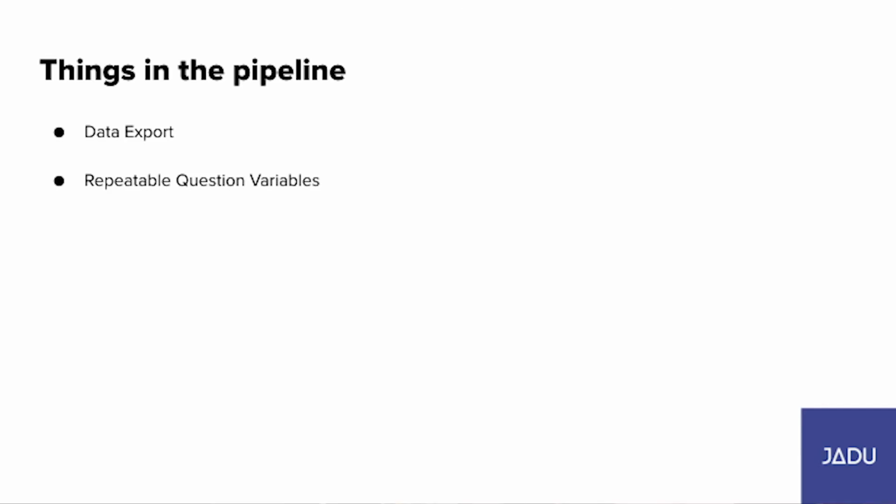So obviously things in the pipeline, I've just gone through it. We've got data export and repeatable question variables. That's what our focus will be on for the next few months, as well as quality of the product and closing off those little holes in there. I think Sarah already went through the process for the feature request, so I'm not going to repeat the same slides.